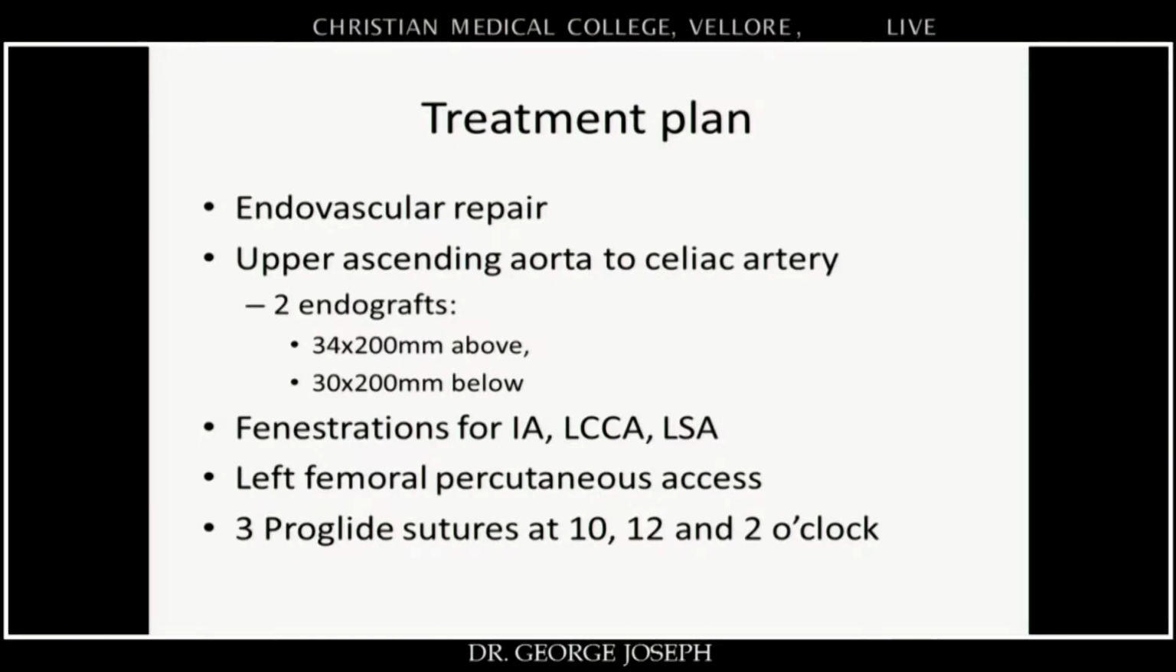Higher up we'll put a 34-200, lower down we'll put a 30-200. And we'll start from the ascending aorta and take it all the way to the celiac artery. And since we're covering the arch vessels, we're going to have fenestrations for the 3 arch vessels. And we're using femoral percutaneous access. Actually we're using the right, not the left. And we've already deployed 3 ProGlide sutures in the right femoral artery at 10, 12 and 2 o'clock positions, and we'll tie it off at the end of the case. So there's no cut down anywhere.